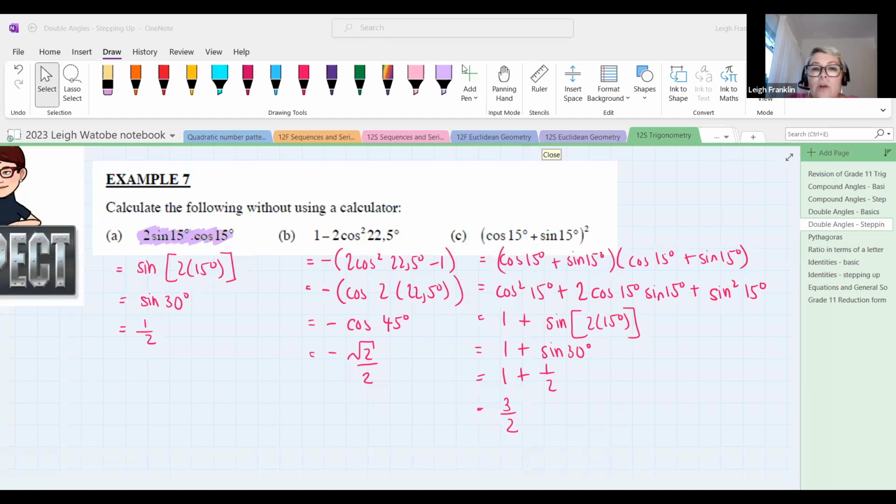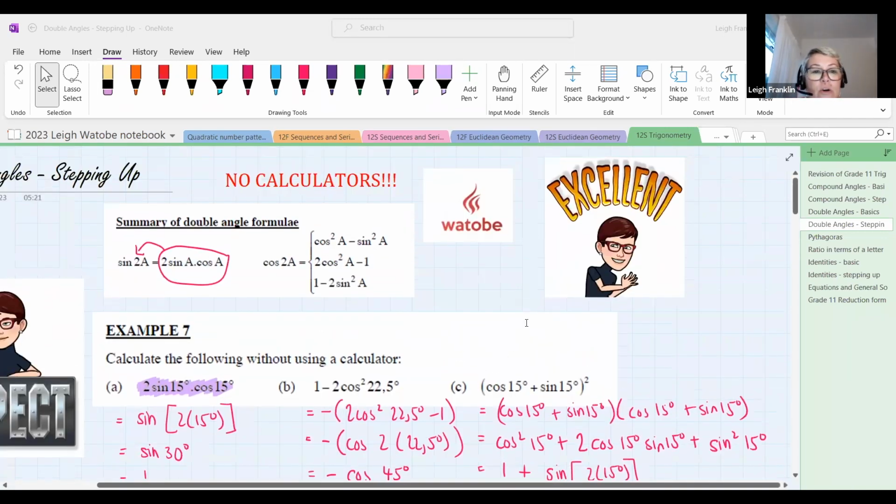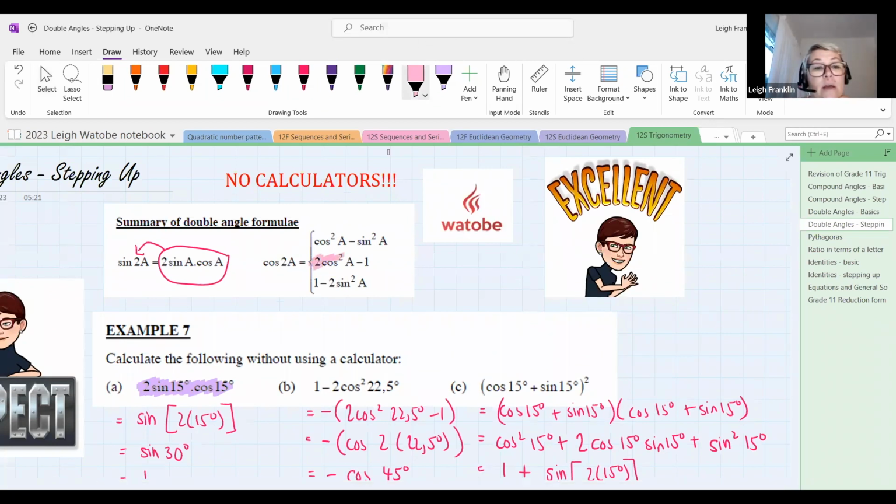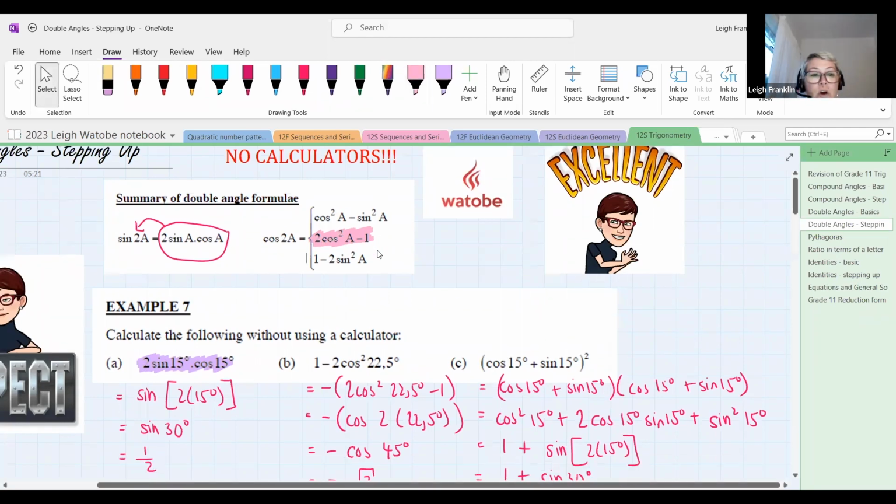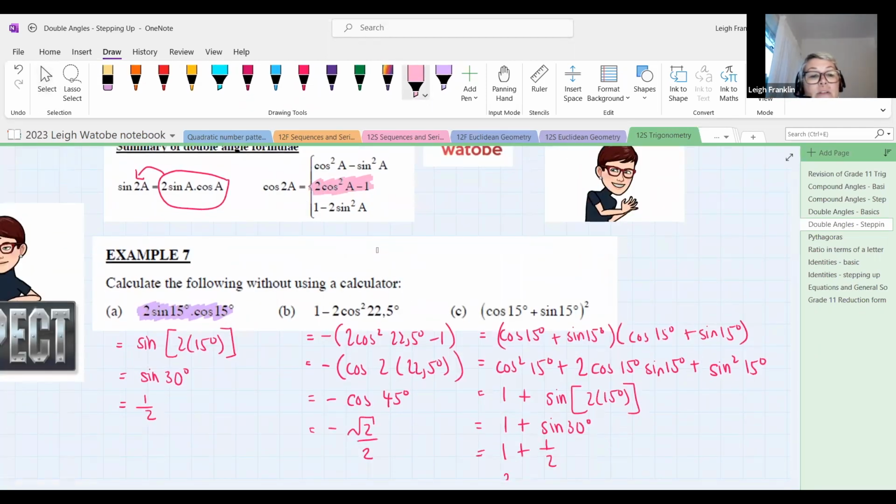Okay, so DeAndre, what happened with B? All right, so what Sandile did is she had a look at it and she said it looks like a cosine double angle. In other words, it looks like this guy in the middle over here, except the 1 is positive and the 2 cos squared A is negative. That's why she took out the negative. That was the purpose of factorizing out the negative, taking that out and then having brackets.